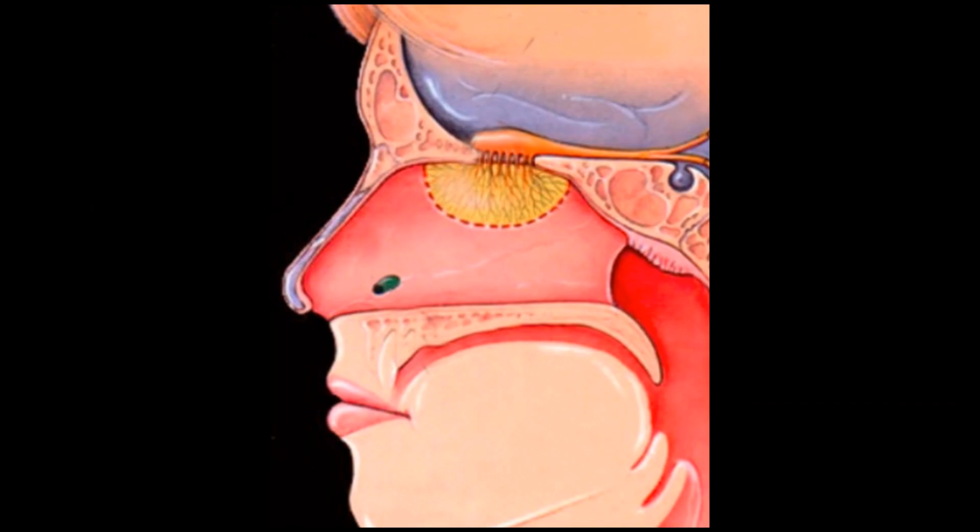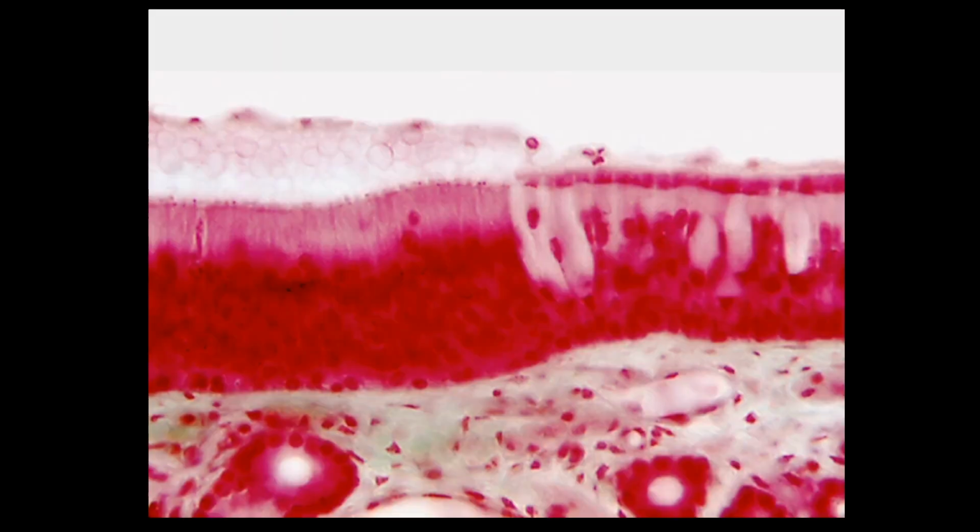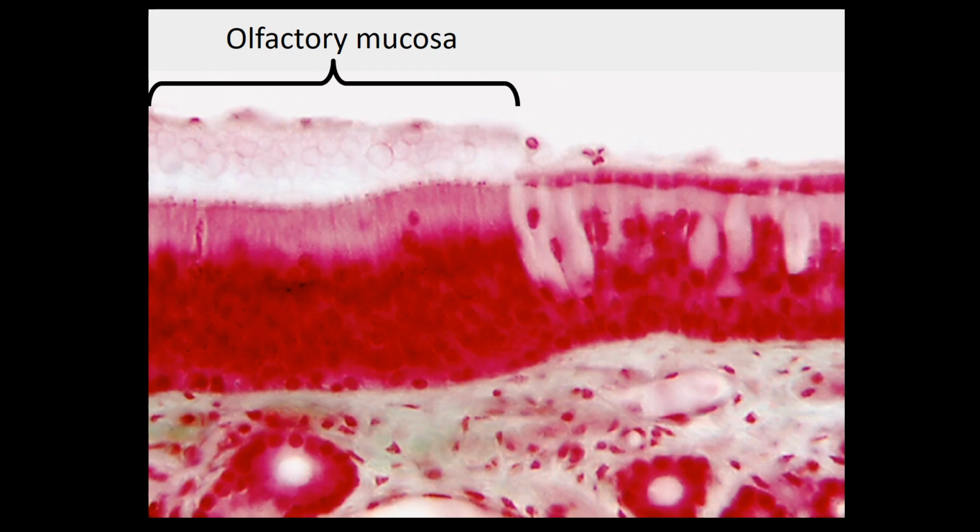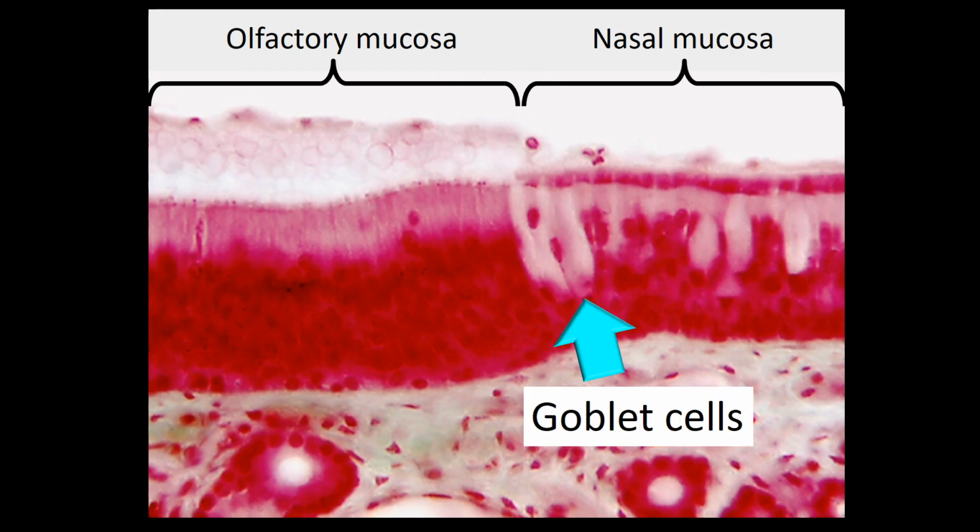Here you can see represented in yellow the olfactory mucosa, and in pink the nasal mucosa. A histological specimen obtained from the border zone is shown here. In this area you can see the olfactory mucosa, and here the nasal mucosa, with the impressive goblet cells that histologically more than anything else distinguishes the nasal mucosa from the olfactory mucosa.